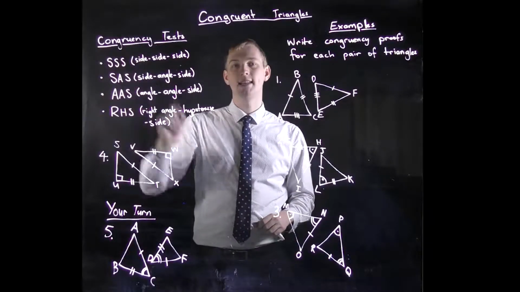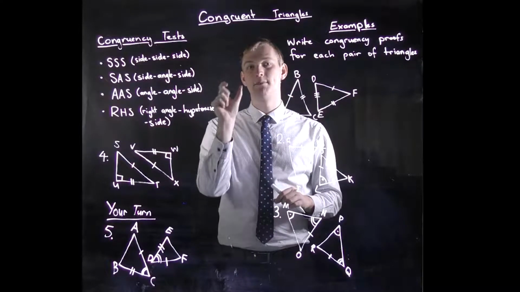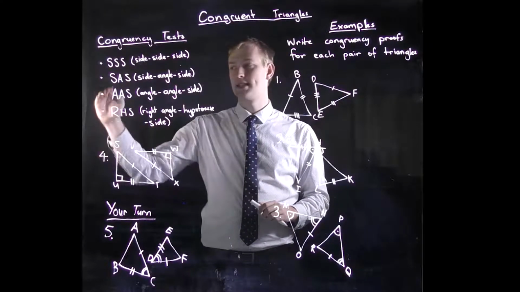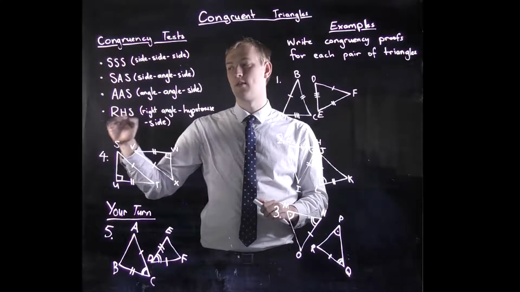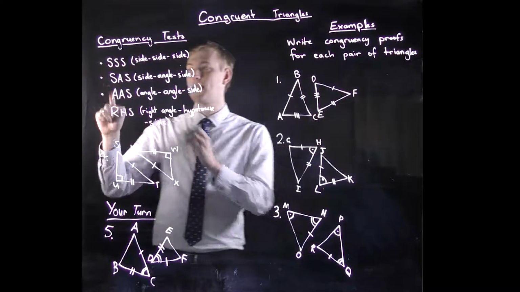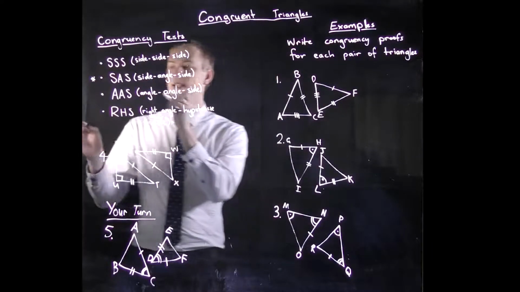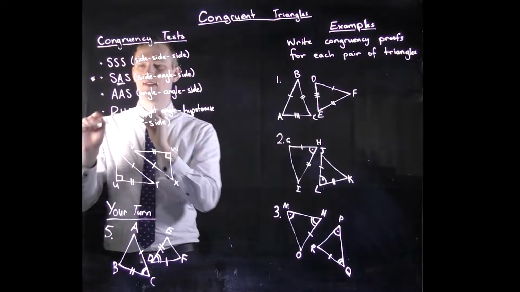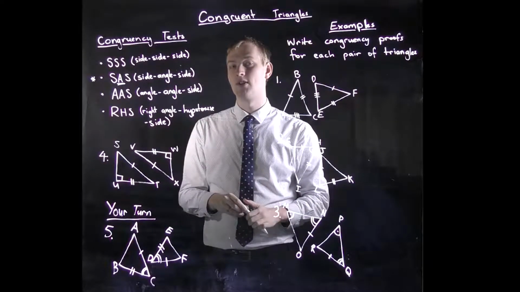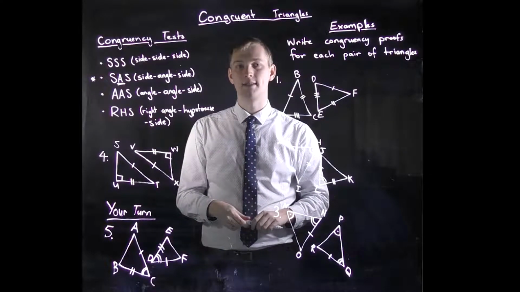If we have SSS, that means side, side, side. If we have two triangles where the three sides match with each other, we know that they're going to be congruent. And the same for each of these: side, angle, side, angle, angle, side, and right angle, hypotenuse, side. Now we need to be careful and make sure that with side, angle, side, the angle is in between the two sides. You notice here it's side, angle, side. If we have angle, side, side, we don't necessarily know that the two triangles are congruent. So make sure that you keep the order of that one correct.